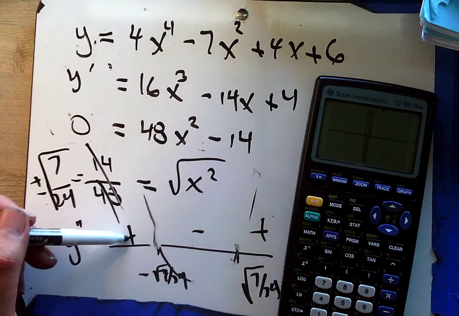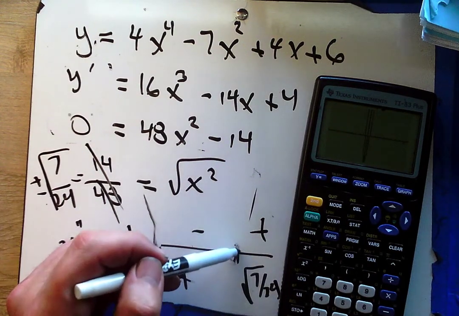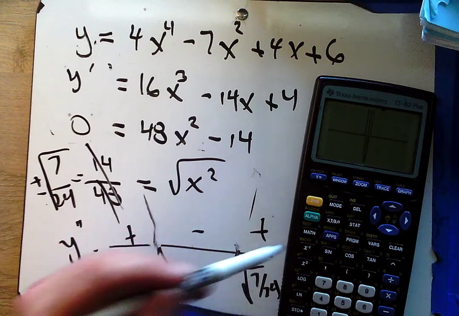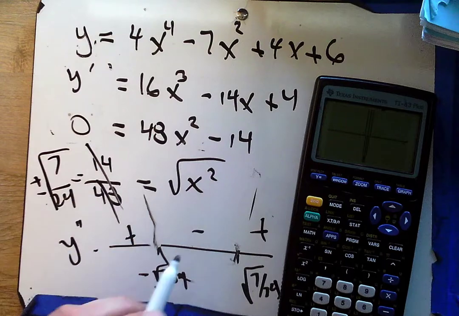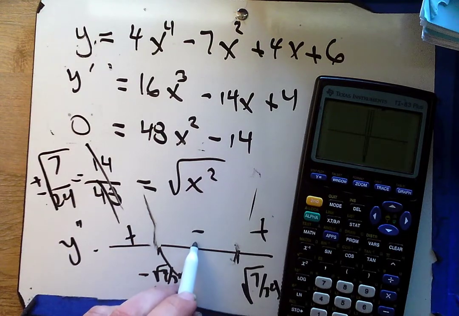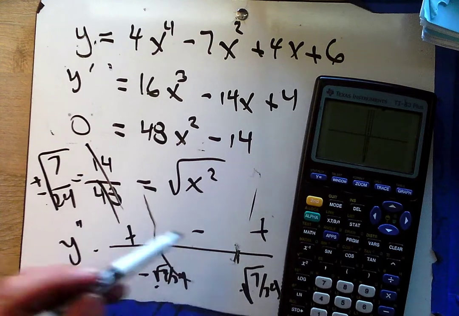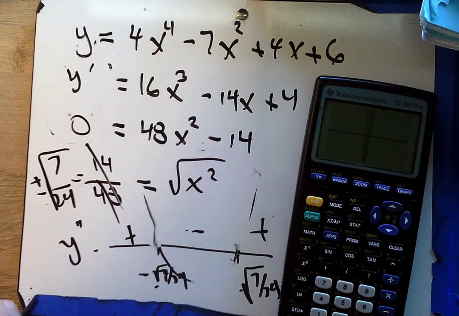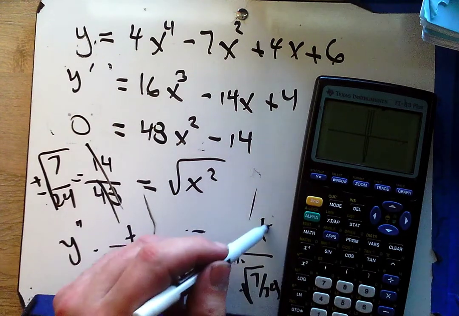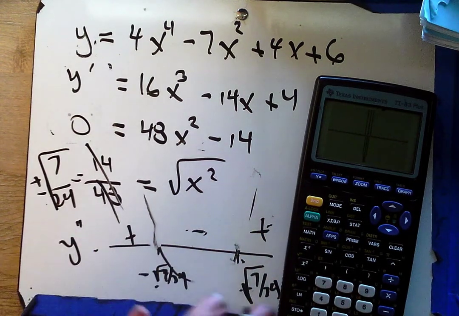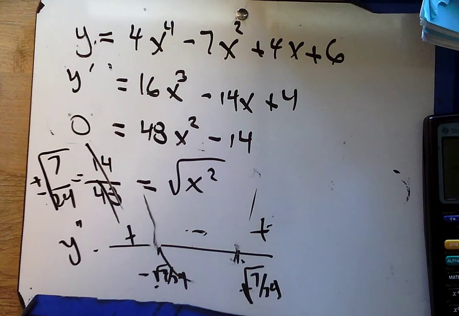We know y is concave up from negative infinity up to this point, union from this point to infinity, because y double prime is greater than 0. We know that y is concave down from this point to this point because y double prime is less than 0. And we see the sign changes here and the sign changes here. And so we know that these two are inflection points, and we need to write the justifications for those as well.